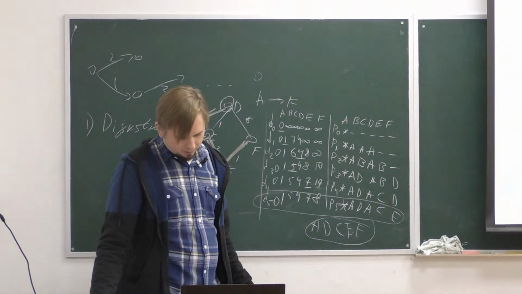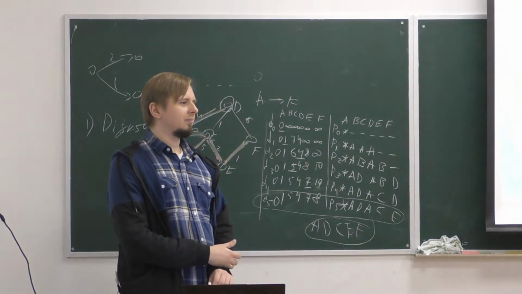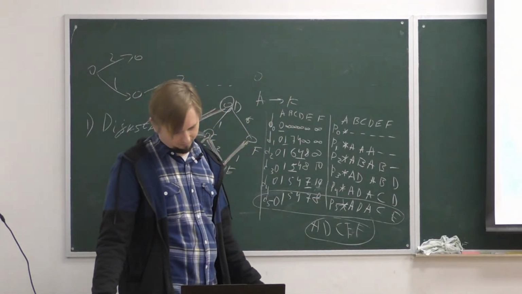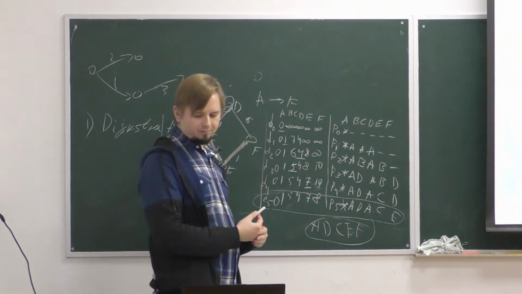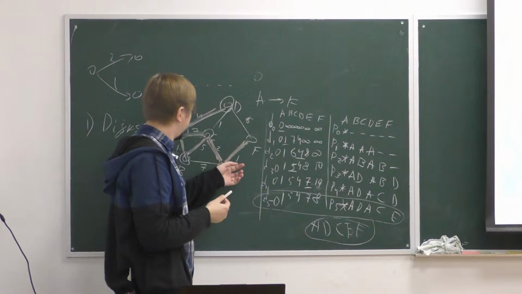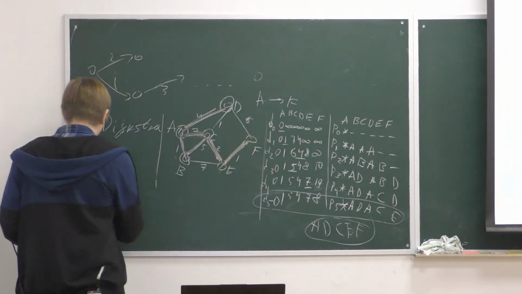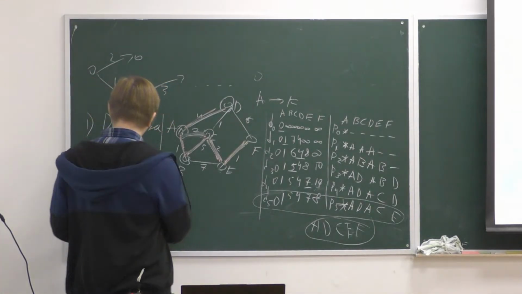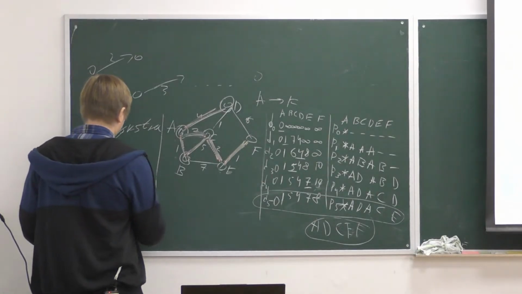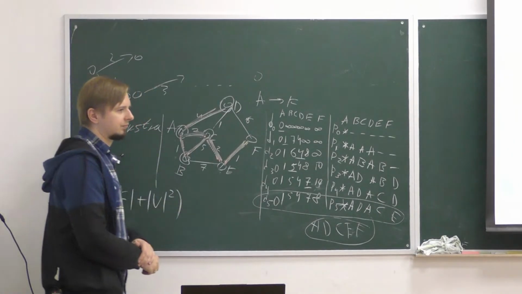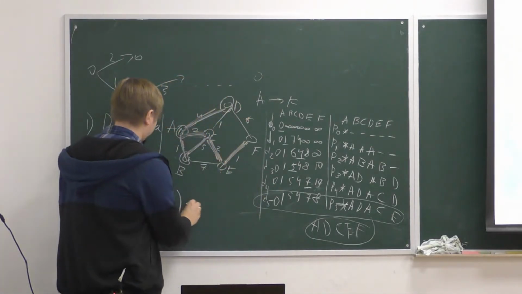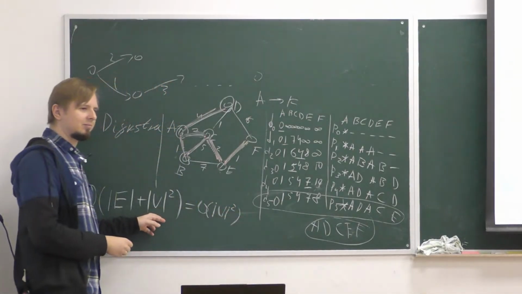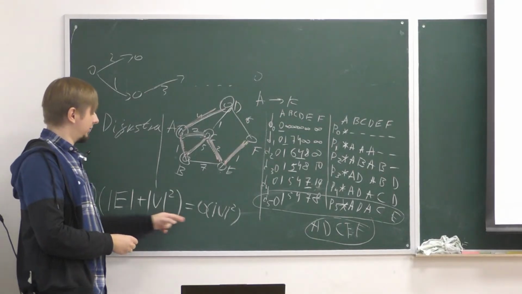Okay, any questions? No? Yes, good question: complexity. What is the complexity? We can easily see it from this algorithm, because the worst-case complexity will be E plus V squared. So what is it? It's the same as V squared. Why is it so?